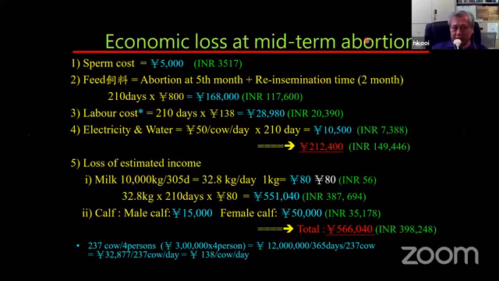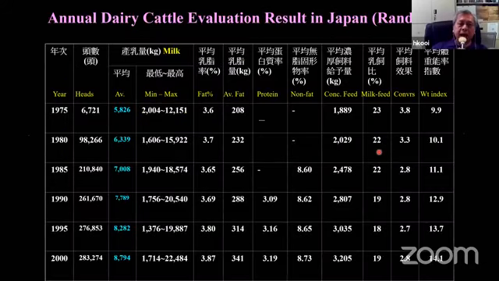So the economic loss for a midterm abortion is very high, even in Japan. I guess it's everywhere, right? So we move on. You might want to ask me why. Cattle in Japan can give you 10,000 kilos of milk in 305 days.